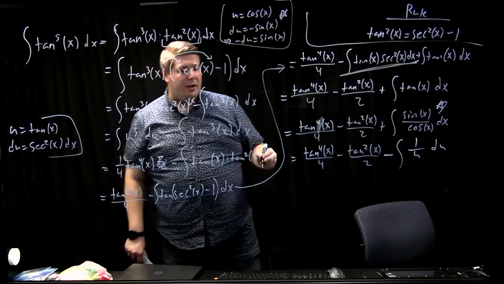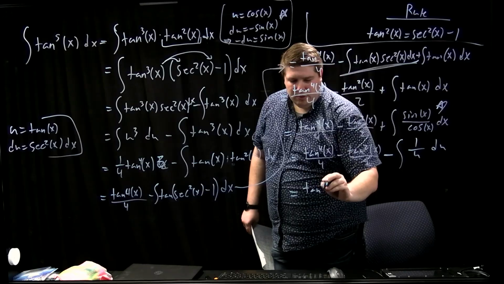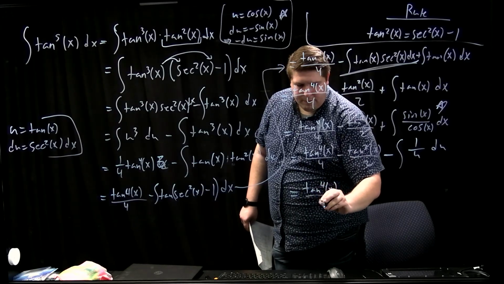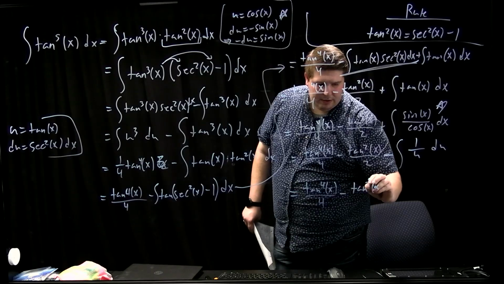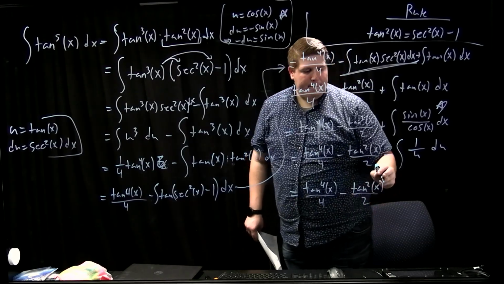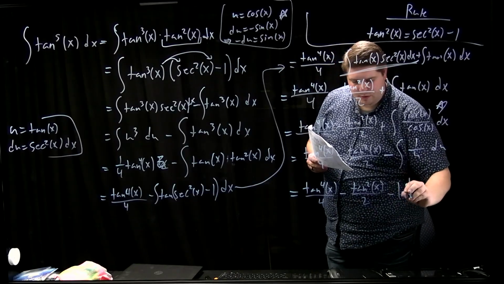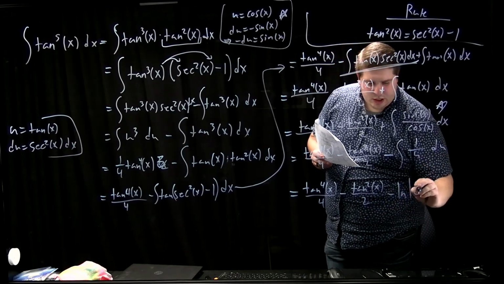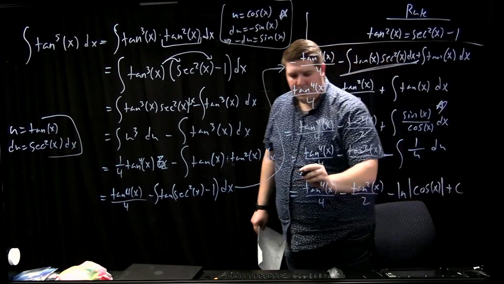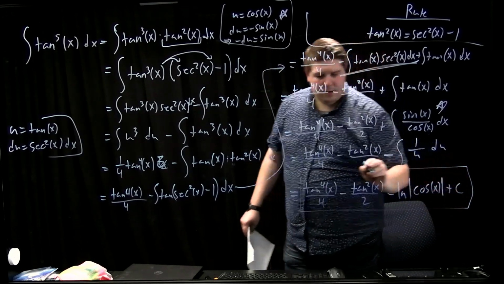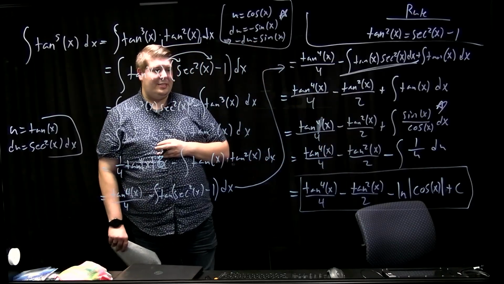Natural log of the absolute value of u. So I have tangent to the fourth of x over 4 minus tangent squared of x over 2 minus the natural log of the absolute value of u, which is the cosine of x, plus c. And there we go. That's the answer.